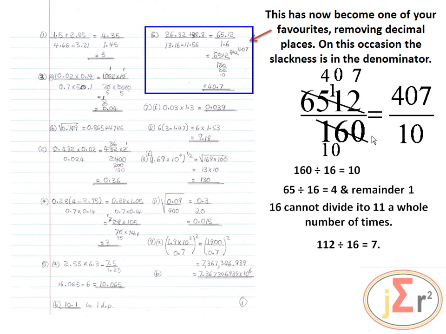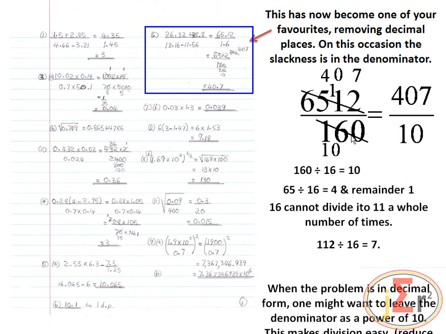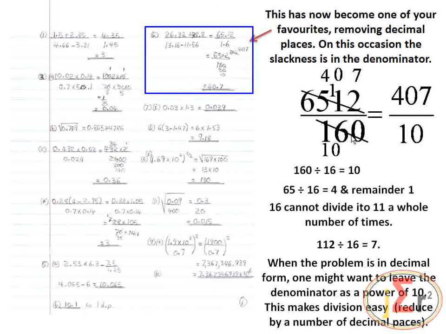So 407 divided by 10 is equal to 40.7. When the problem is in decimal form, one might want to leave the denominator as a power of 10, although it was not possible for us to reduce this one further right here. So when the problem is in decimal form, one might want to leave the denominator as a power of 10, maybe 10, 100, or 1000. This makes division easy when we just have to reduce by a number of decimal places.